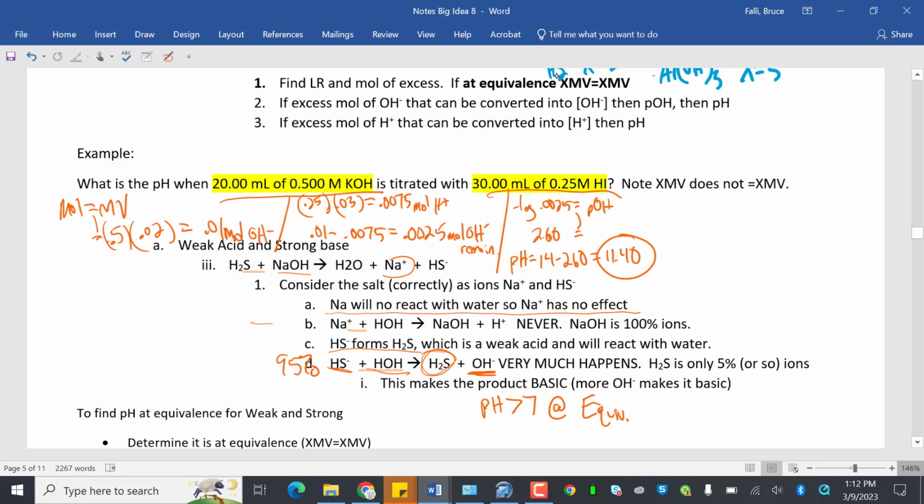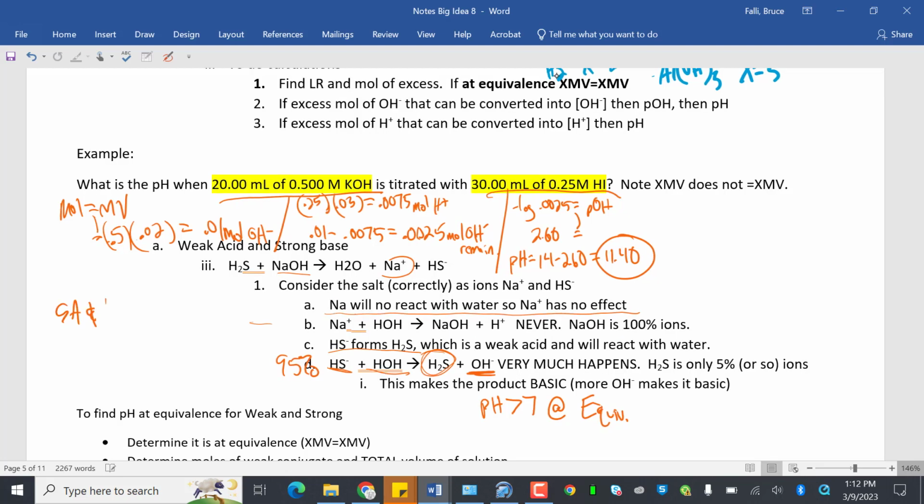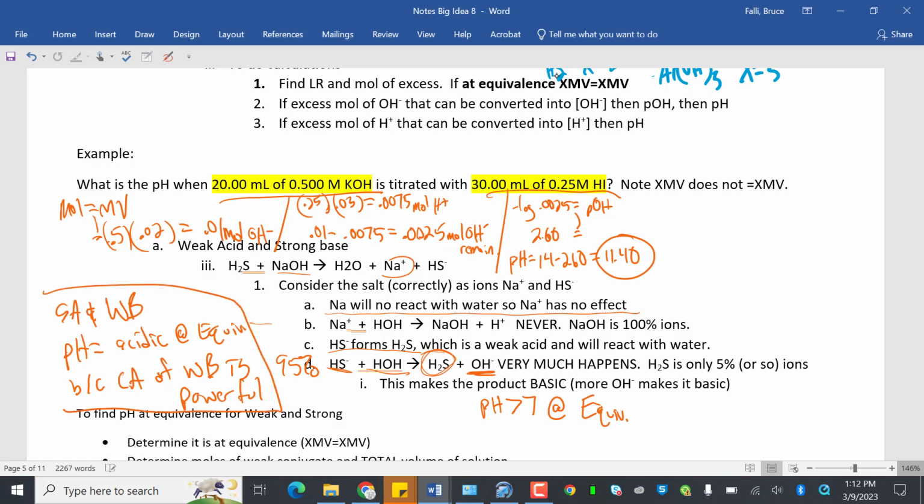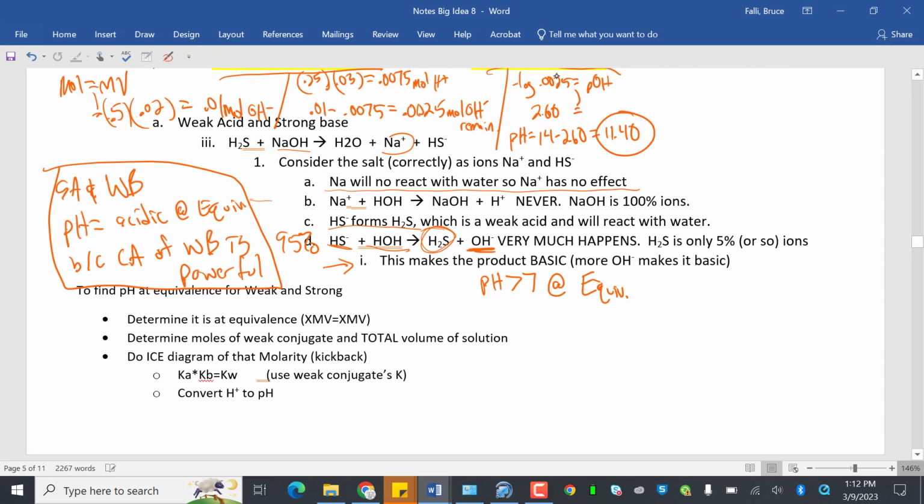So if I have strong acid and weak base, pH is acidic at equivalence because the conjugate acid of a weak base is powerful. And that's kind of what I'm saying here for the flip. All right. To find pH at equivalence for weak and strong.